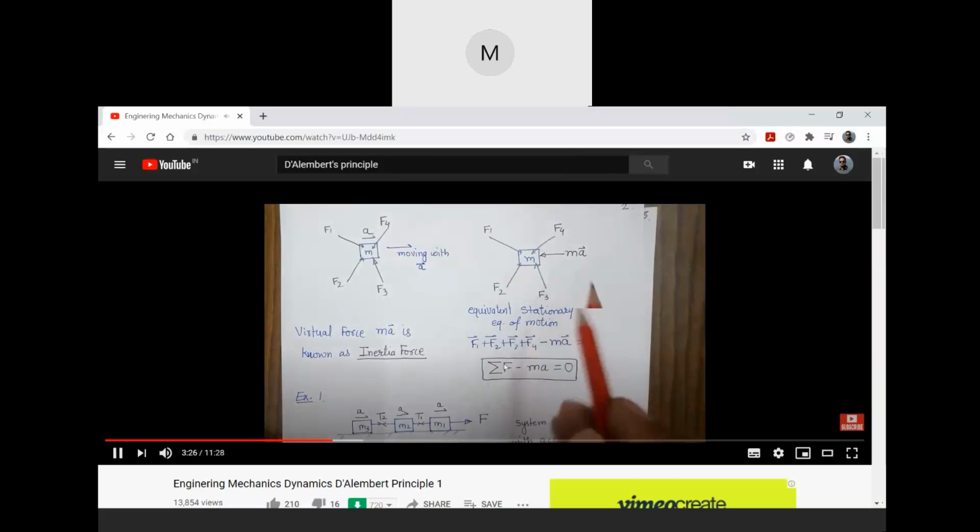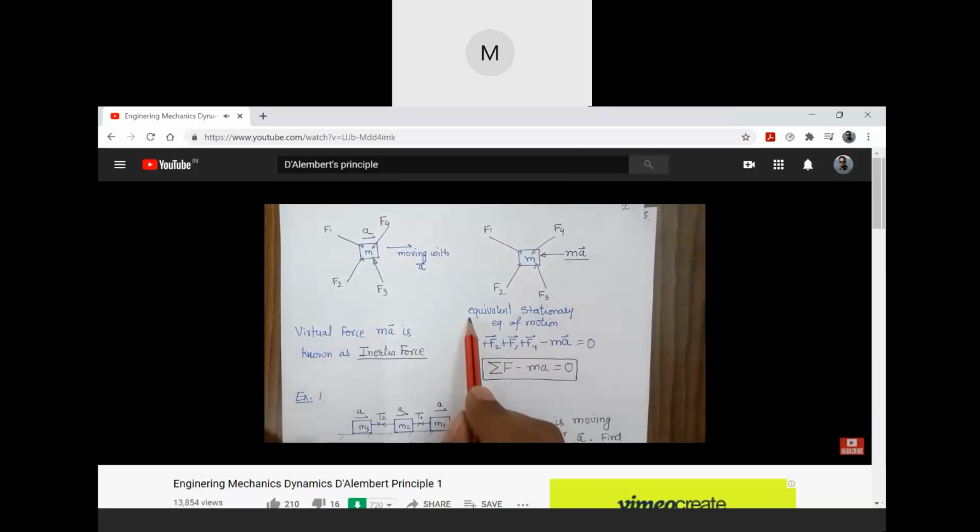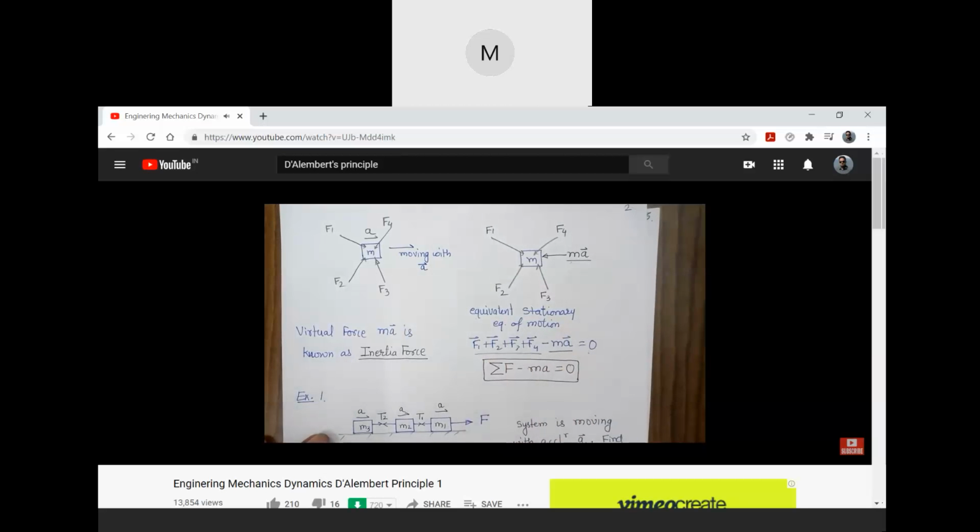Based on the D'Alembert principle, we have added an additional force, and because of the additional force the system has become an equivalent stationary system. Now I am writing its equation of motion by considering it as a static system. So the summation of all the forces along with the additional force will be zero. Basically the D'Alembert principle helps to write the equation of motion of a dynamic system by considering a virtual force, and this virtual force is known as the inertial force.